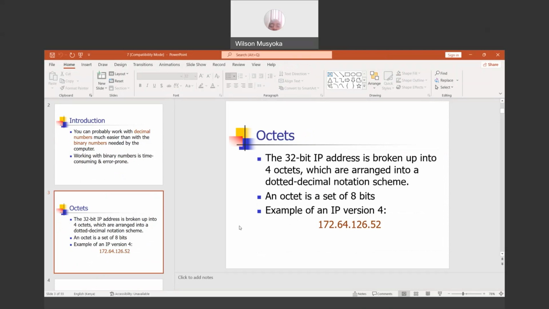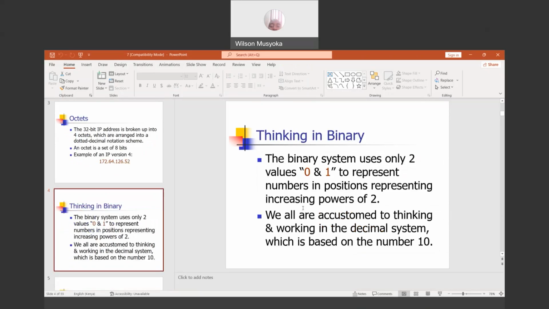And those 32 bits are going to be broken up into 4 octets, whereby an octet has 8 bits. And so when they are 4, they are going to create 32 bits. And here is an example of that, 172.64.126.52. That is an example of an IP version 4 address.